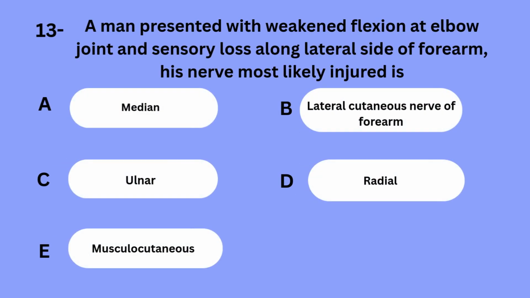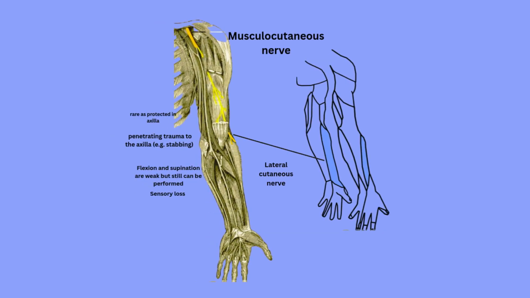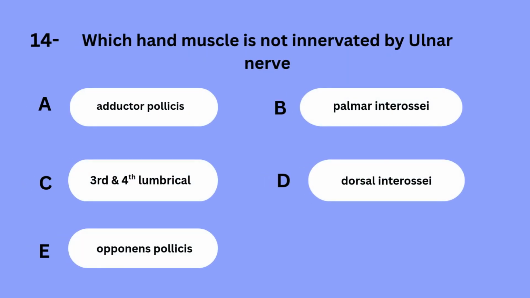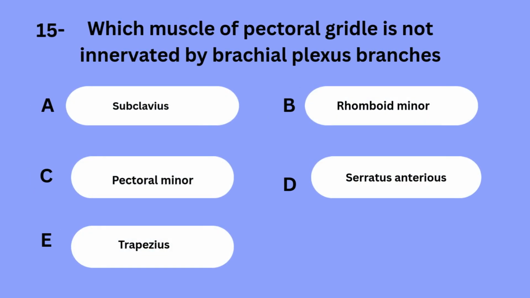A man presented with weakened flexion at elbow joint and sensory loss along lateral side of forearm, his nerve most likely injured is... Which hand muscle is not innervated by ulnar nerve? Which muscle of pectoral girdle is not innervated by brachial plexus branches?